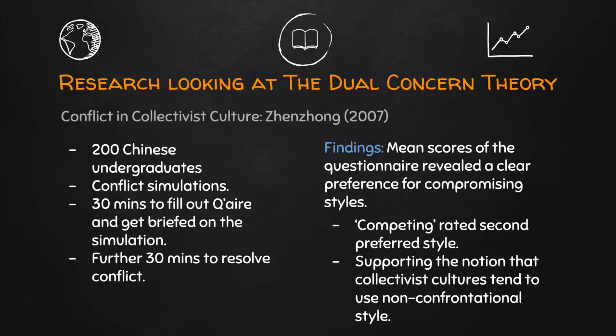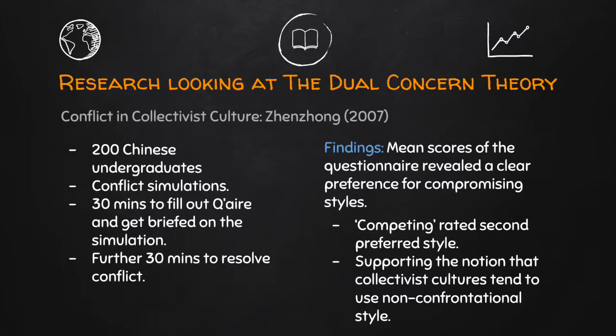Before each one, there was a period of 30 minutes where they were briefed on the simulation and where they had to fill out a questionnaire. The questionnaire was based on the 5 aspects relevant to the dual concern theory: competition, compromise, collaboration, avoidance, and accommodation, and involved 30 statements describing different responses to conflict. Examples of the responses included phrases like, "I will try to win my position," or "I sometimes sacrifice my own wishes for the wishes of others."